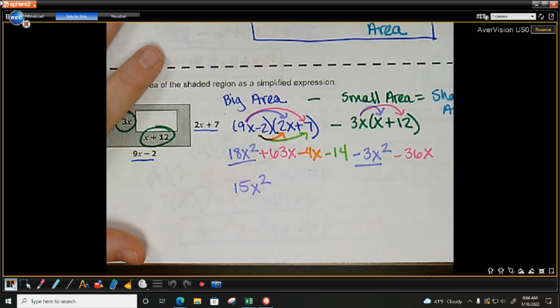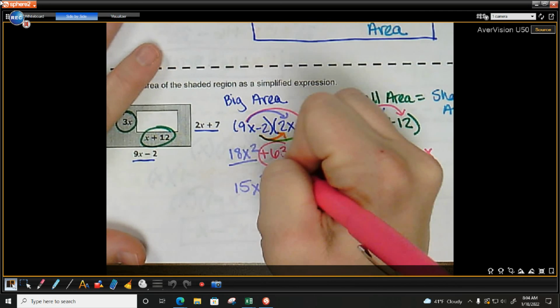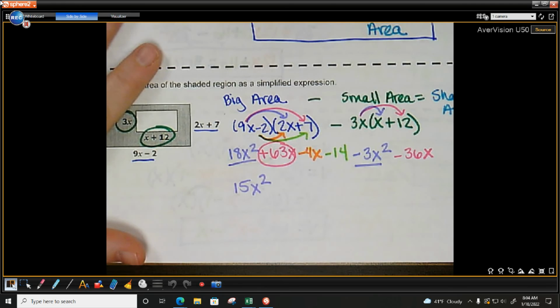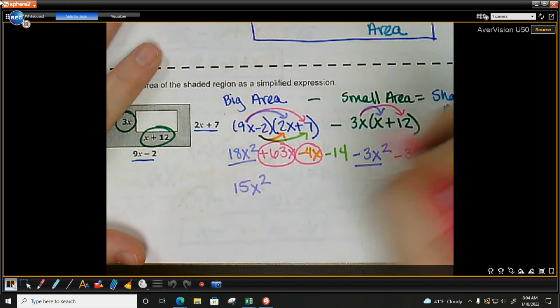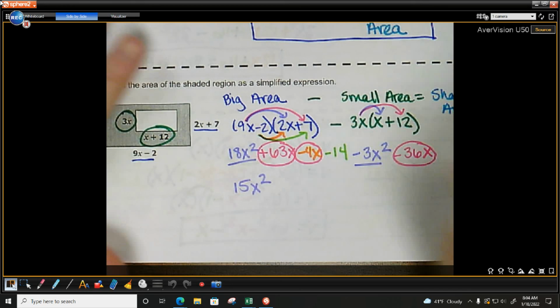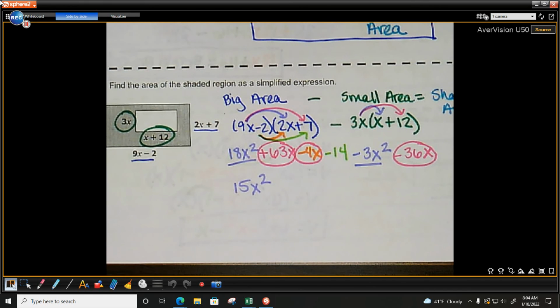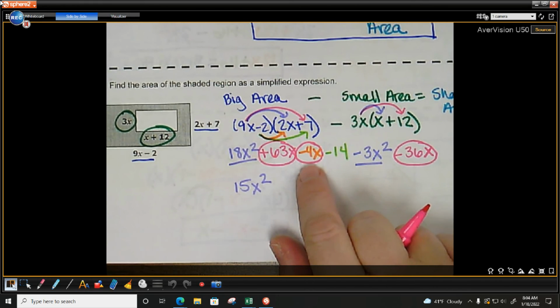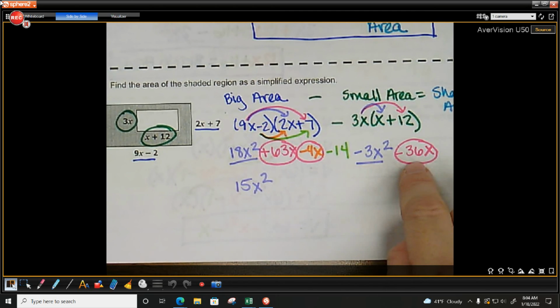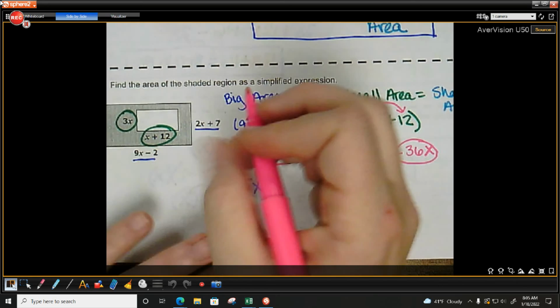Okay, next, I have a plus 63x. Do I have another x term? Minus 4x, and then I heard another one, minus 36x. Here, there's 3 like terms. So what's positive 63 minus 4? Positive 59 minus 36. Positive 23x.